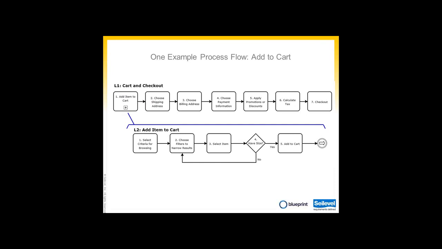But what's nice is when I get into that second level, it's written in a way such that each step has a handful of requirements, system requirements, that are going to fall right out of it. So I can think about what are the requirements to select criteria for browsing. Then I would think about what are the requirements for filtering. Then I would think about what are the requirements for selecting an item. Right? So again, I'm getting very granular in my process flow so that when I try and derive requirements out of this, it's actually pretty straightforward.